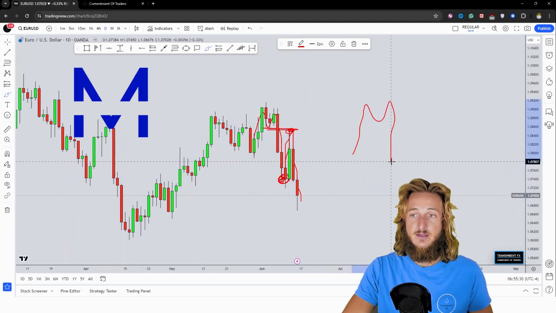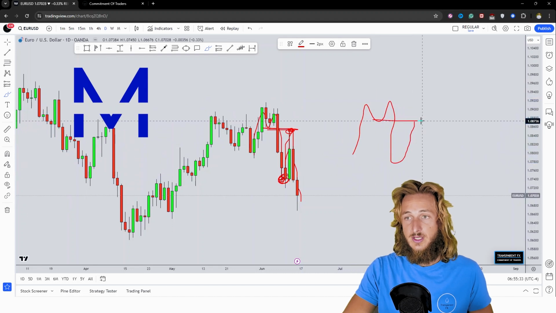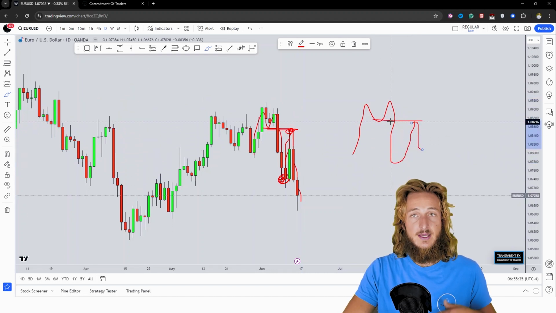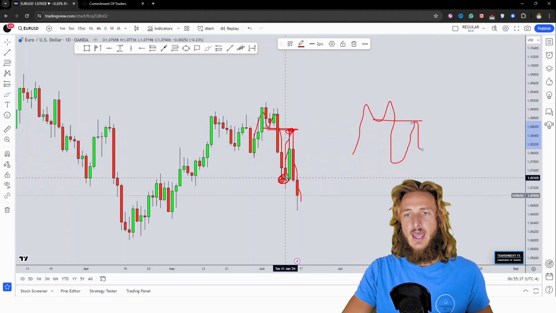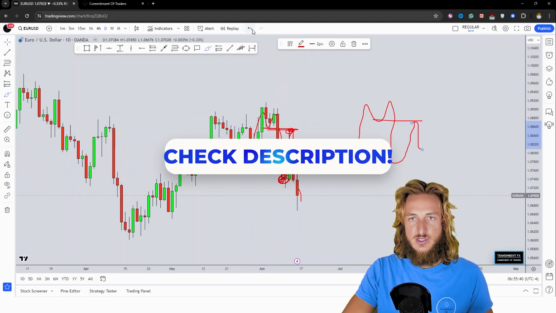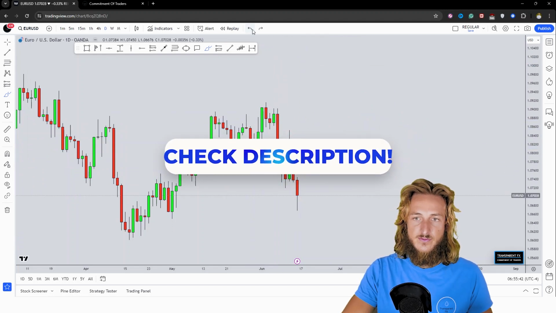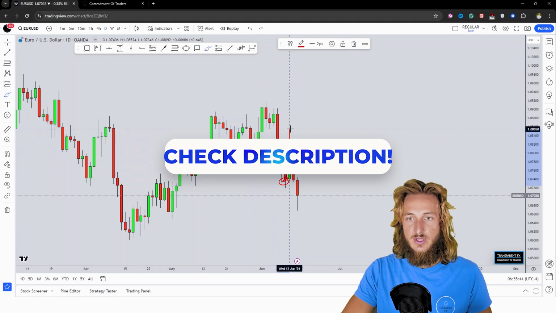In fact, after an M pattern, you would expect first the completion at the neckline and then the market to respect that neckline as resistance. And I will link in the description that previous analysis in which I explained all the reasons for which from here we could expect this push to this level.